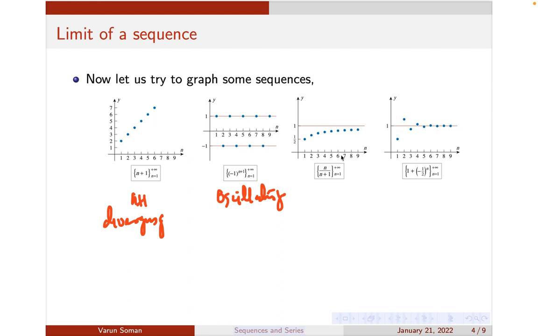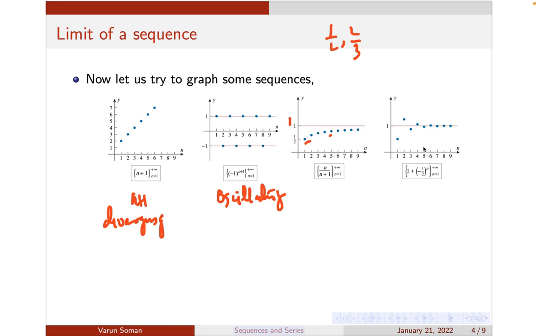And some sequences, like the sequence n by n plus 1, are basically 1 by 2, 2 by 3 if you write a few terms. So this sequence has been mapped here. If you look at the terms of this sequence, you can say that they are coming closer and closer to this red line here. What is that red line? That red line is the value 1. So you can see that these numbers of the sequence are nearly approaching this value 1.